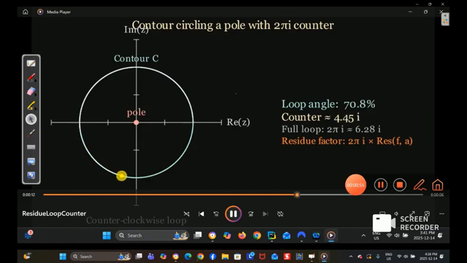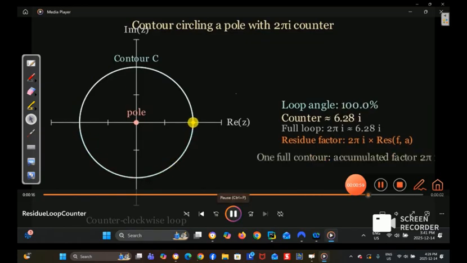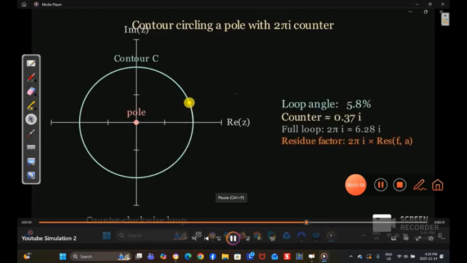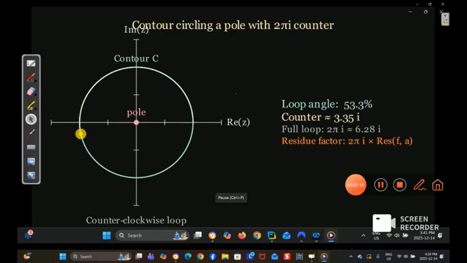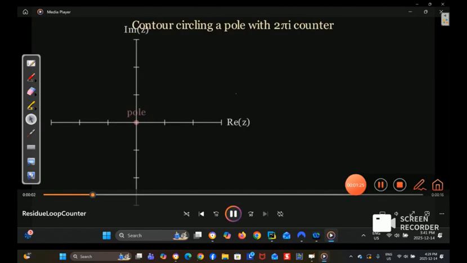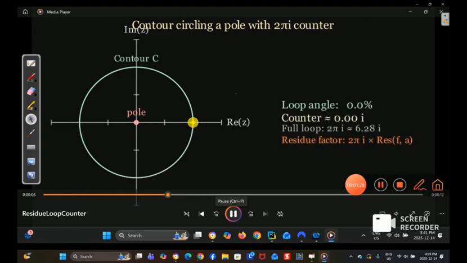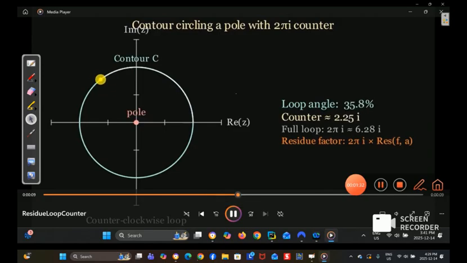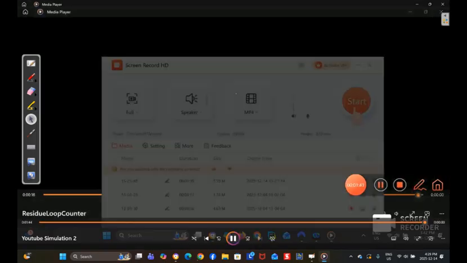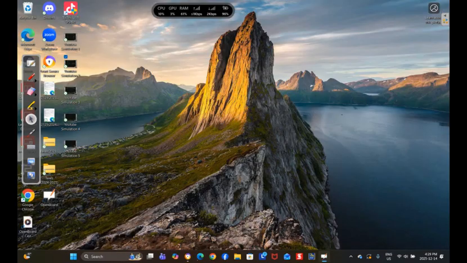And as you can see, our contour is circling a pole, again, with a counter ticking up to 2 pi i as the loop closes. That's the whole point of this here. So I hope that explains why, for the contour circling a pole with a 2 pi i counter, when we integrate on the reals, it's not the same as integrating in the complex numbers. Because for complex numbers, we have this circular loop and we have to sum up by a constant of 2 pi i. All right, so that's simulation T.